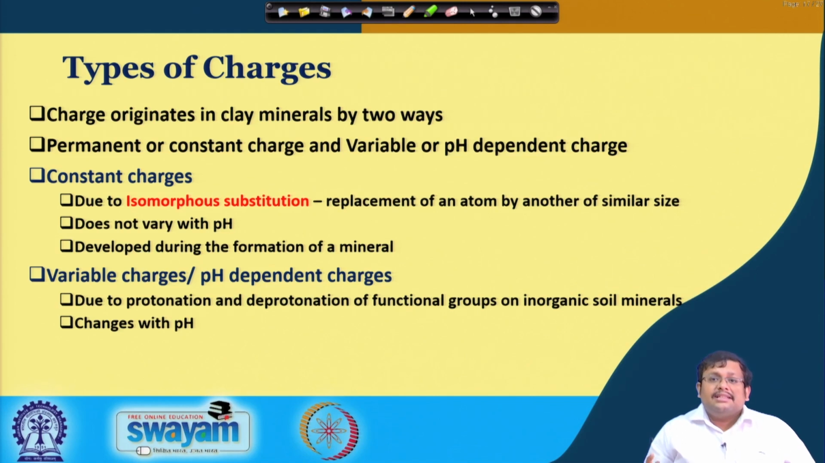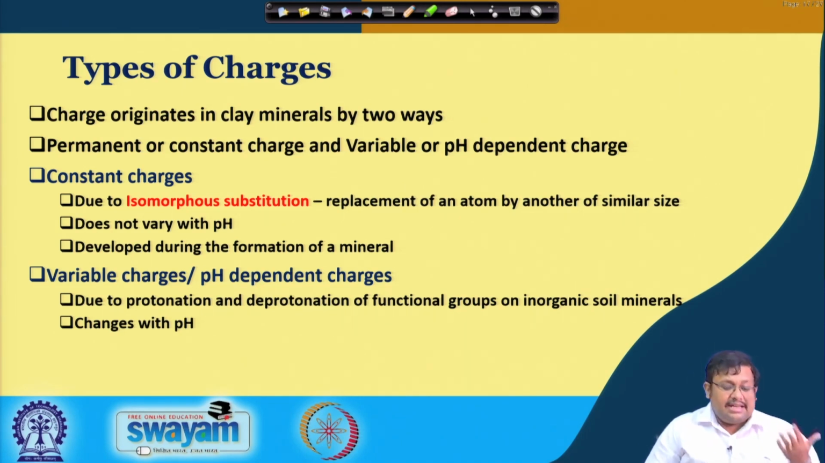The type of charges in the soil: you already know there are two types of charges in the soil. One is called the permanent charge, another is variable charge. In case of permanent charge, it always occurs through isomorphous substitution. As a result of isomorphous substitution, excess of negative charge is developed, and this negative charge is known as permanent charge. This is a structural characteristic, so that is why it is called permanent charge. It is also known as the constant charge, and it does not vary. Why is it called a constant charge? Because it does not vary with the pH. It is developed during the formation of the mineral.